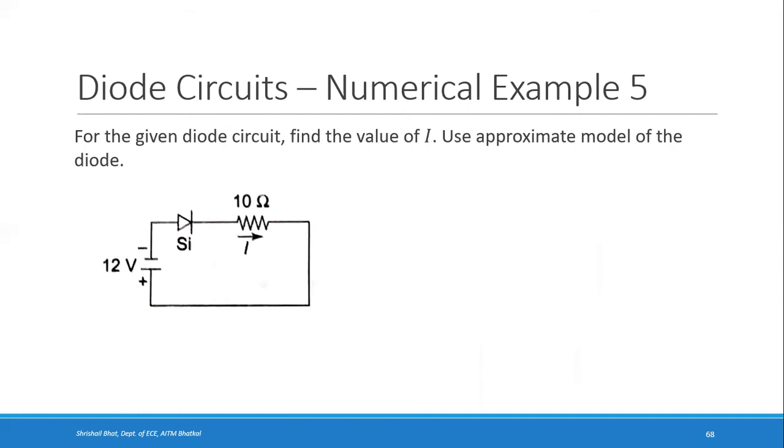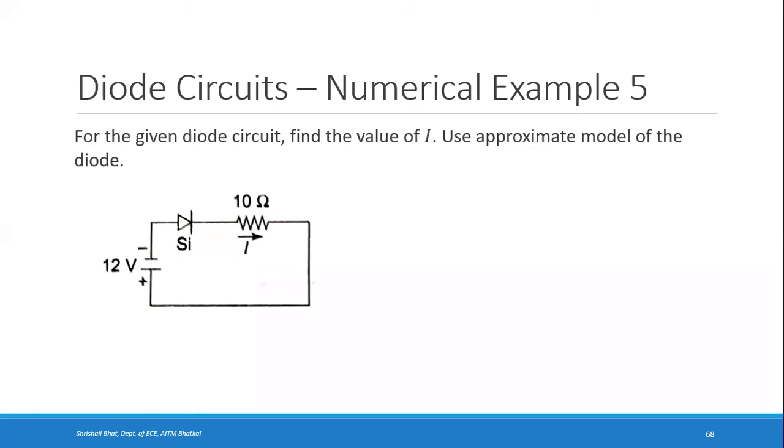Okay. This is another problem. For the given diode circuit, find the value of I. What is I? It's the current through the diode. You're asked to find the value of the current. Okay, use approximate model of the diode. Can anyone find and tell me what is the value of the current?